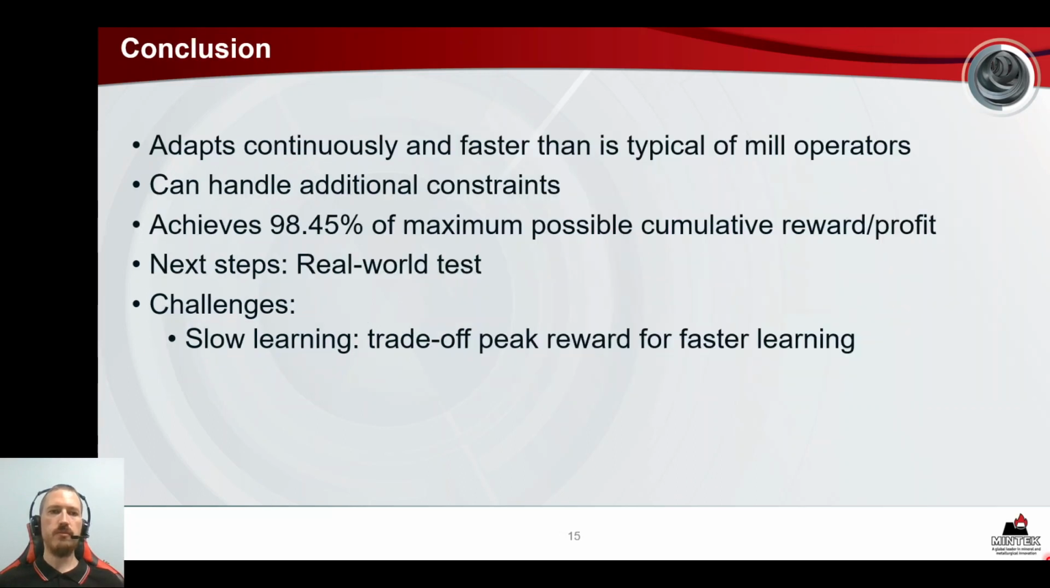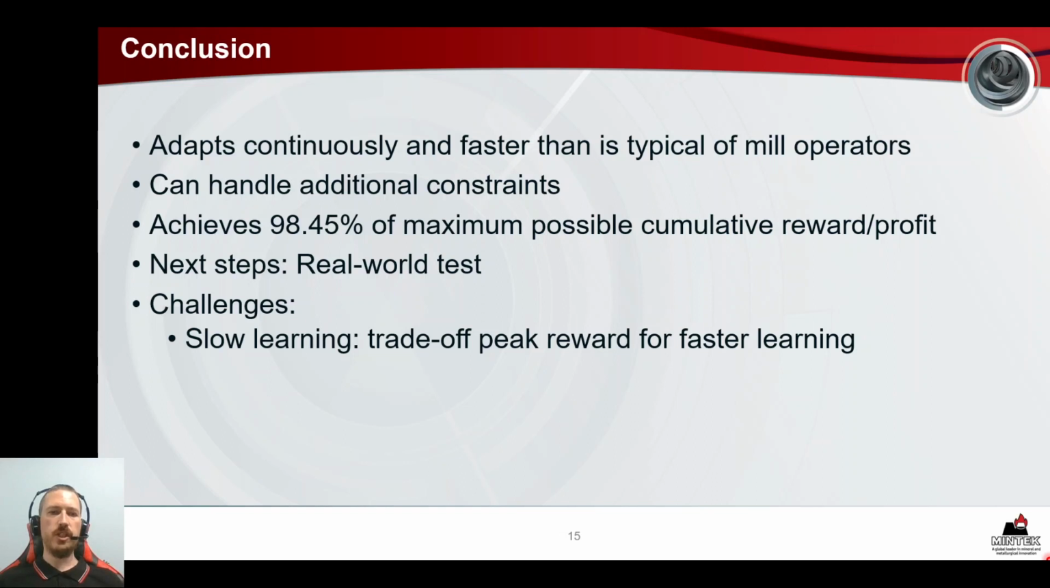So in conclusion, the agent is able to adapt continuously, and importantly, it adapts faster than is typical of mill operators. I've shown it handling one constraint here, but it can handle multiple constraints using the same framework. Even under conditions of high measurement noise, it was able to achieve 98.45% of the maximum possible performance or reward. Our next step is to take this to a real-world test.